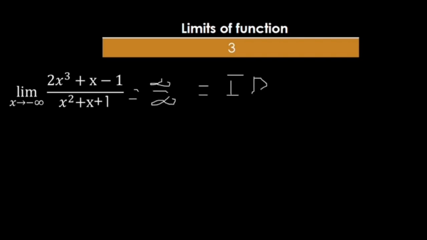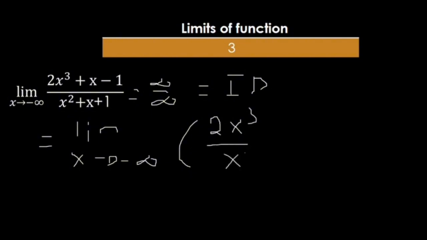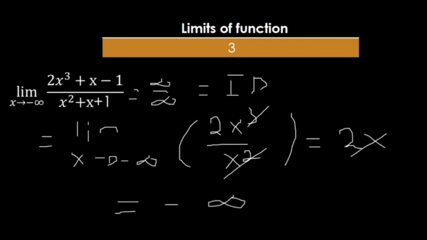Okay, we move down. The limit as x tends to minus infinity of (2x cube plus x minus 1) all over that. We just have to take the preponderant term as earlier, that is the limit as x tends to minus infinity of 2x cube all over x squared. This and this will cancel. We are going to have 2x, and since it's minus infinity, the answer will be minus infinity.